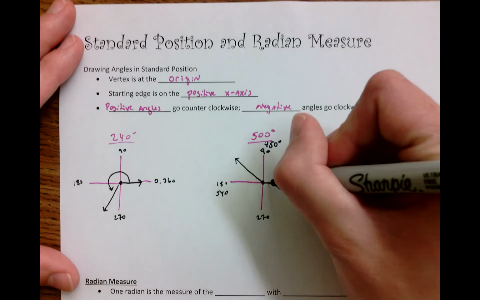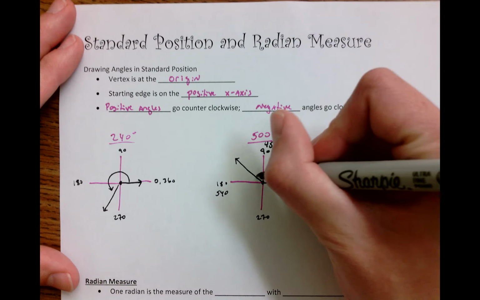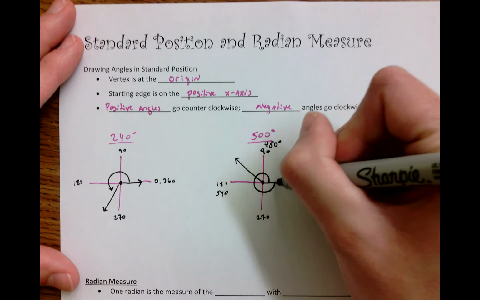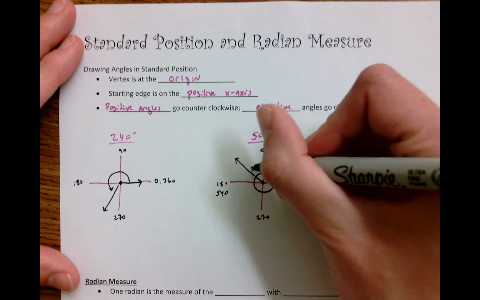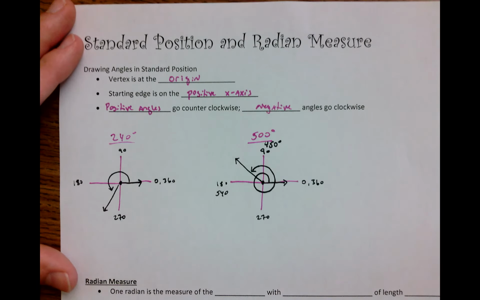So I'm going to draw my angle from my starting line. I went all the way around the circle, and then I went a little bit more. Okay, so it kind of looks like a snail, right? A snail shell that kind of spirals. And that's what that's going to look like.